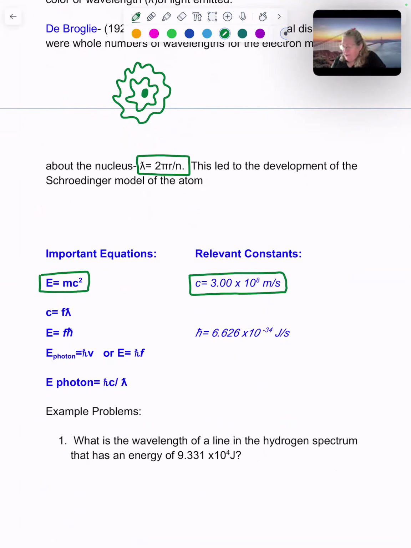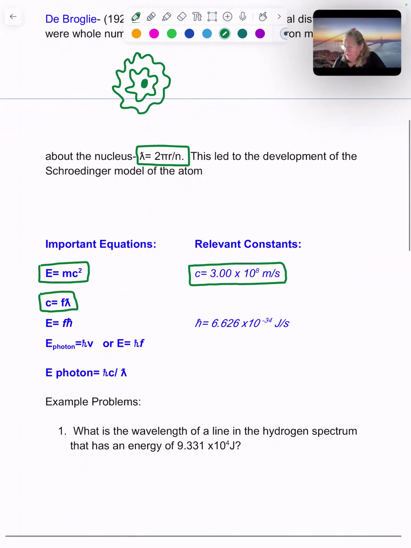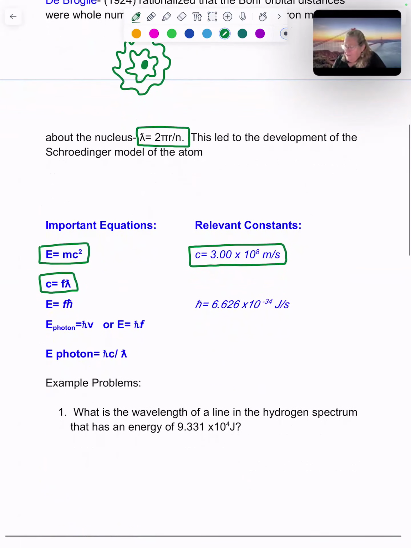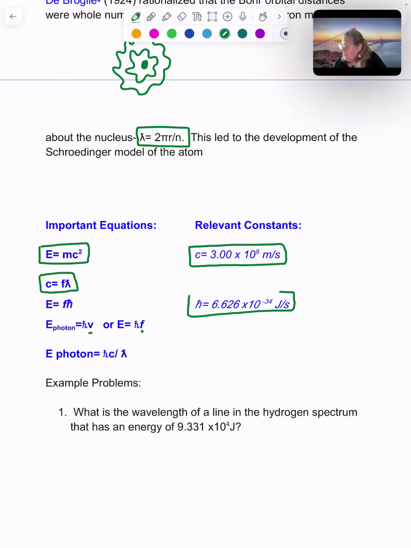Speed of a wave, or speed of light, is frequency times its wavelength. This is another one that we're going to use a lot. Energy is frequency times Planck's constant. We call that the energy of a photon. And remember, we can use V or F for frequency. And Planck's constant is 6.626 times 10 to the negative 34 joule seconds.